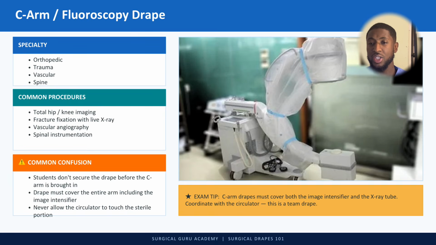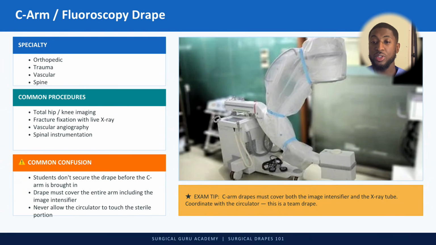Vascular angiography, and spinal instrumentation. And it's also used during cystos when you need fluoroscopy during cystos. Retrograde.